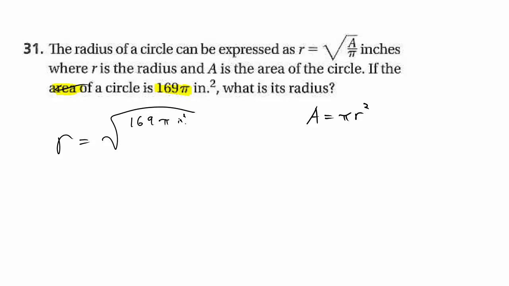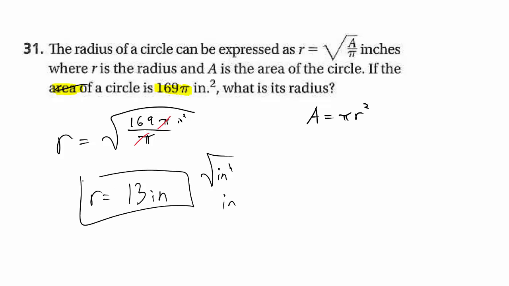And I could do inches squared. I usually don't like to put units, but then it's that area divided by pi. You'll see the pi's cancel out. And so if you square root 169, you get 13. If you square root inches squared, you get inches, and so the radius is going to be 13 inches.